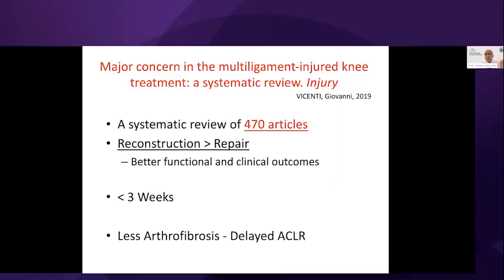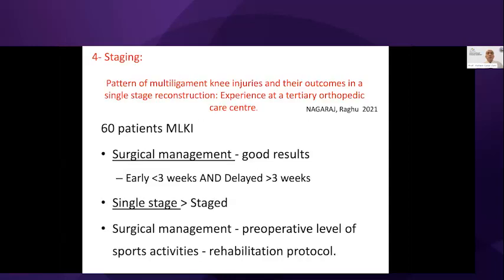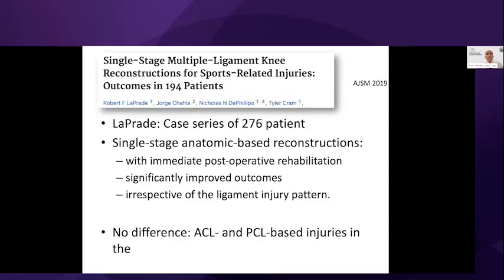Are you going to do staged or not? So again, more literature showing this is 60 cases of multi-ligament knee injury. Surgical management gives the best results, whether you do them late or chronic, but surgery is the way to go. This study found that doing everything as a single stage procedure is better than doing it in 2 operations. And this is my personal preference. And really the outcome depends on the surgery, the preoperative level, and the rehabilitation after the surgery.